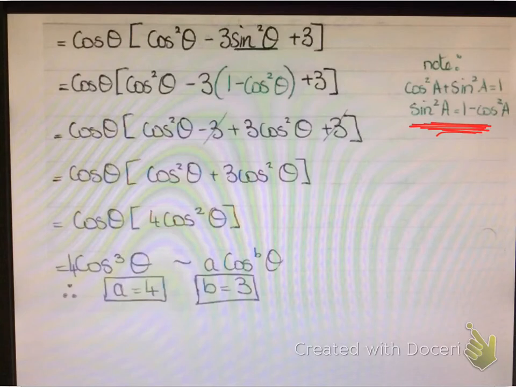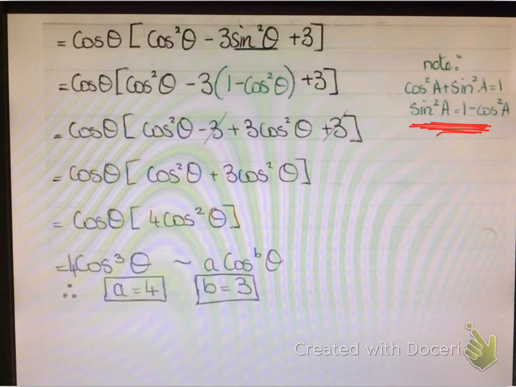So now I've gotten rid of sine out of my formula, all right? So inside the bracket now I've got cos squared theta minus 3 plus 3 cos squared theta plus 3. The 3's cancel each other out and they're gone. You're now left with cos squared theta plus 3 cos squared theta inside the bracket. They're like terms, add them together, you'll get 4 cos squared theta. Lastly, multiply it back together. You're going to get 4 times cos cubed theta. And now you have it exactly as they wanted you to write it.